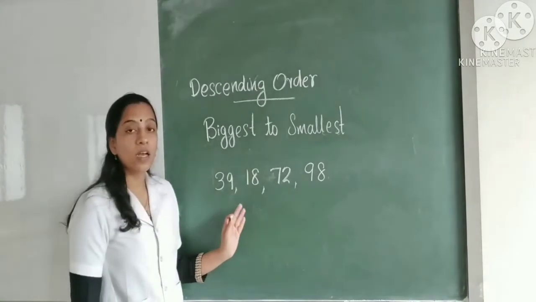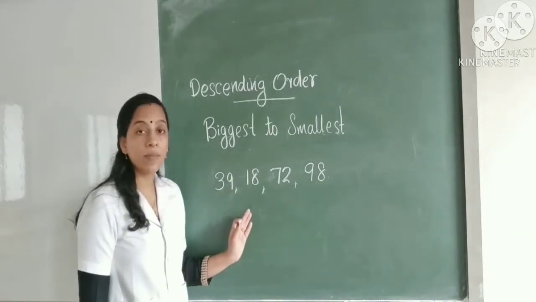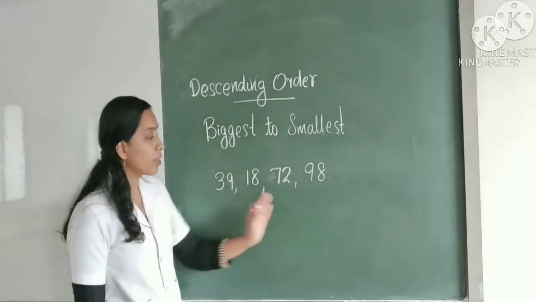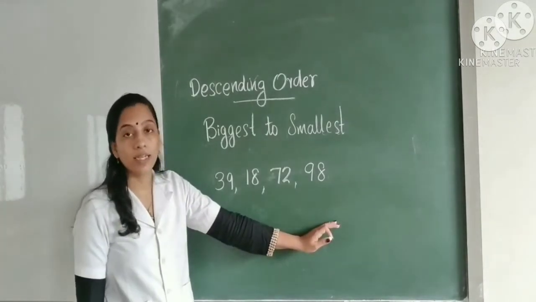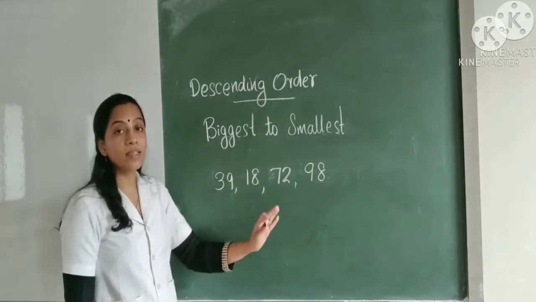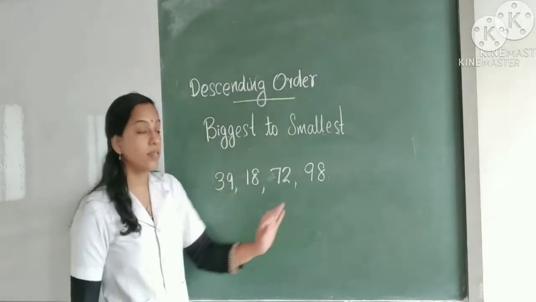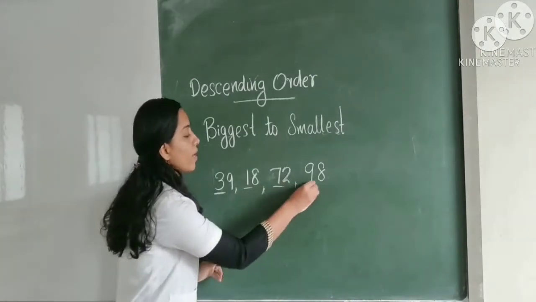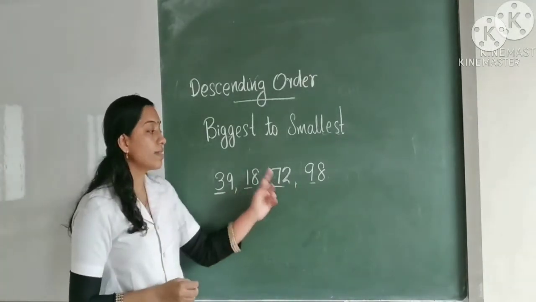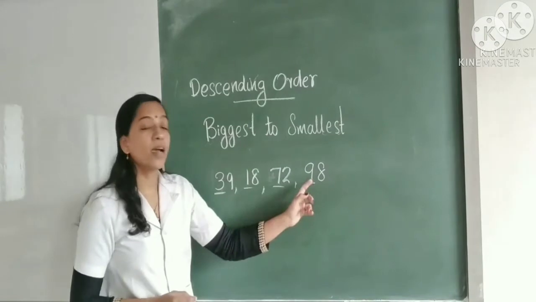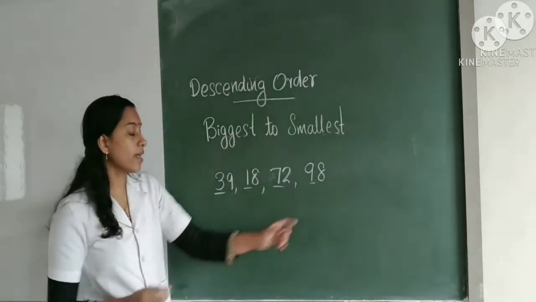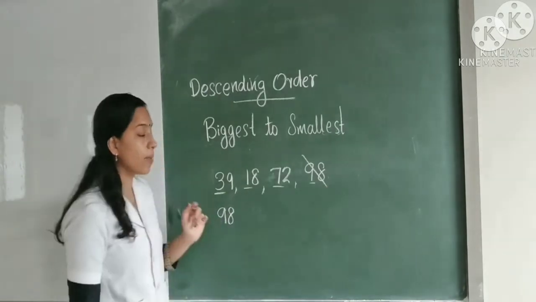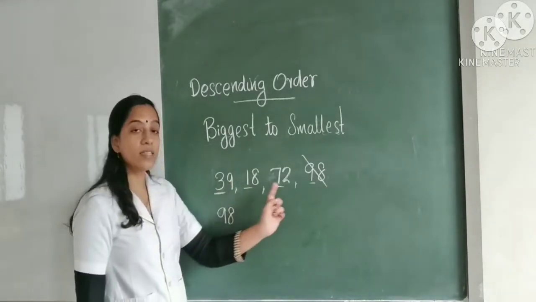Tell me children, how do you find out the biggest number? Yes, we can use the rules for comparison. Here, all the numbers are 2-digit numbers. So, let us use the second rule. That is, let us compare the tens digit. The tens digits are 3, 1, 7 and 9. 3, 1, 7, 9. Which is the biggest number? 9. So, let us write 98 as the biggest number. Then, close the number.